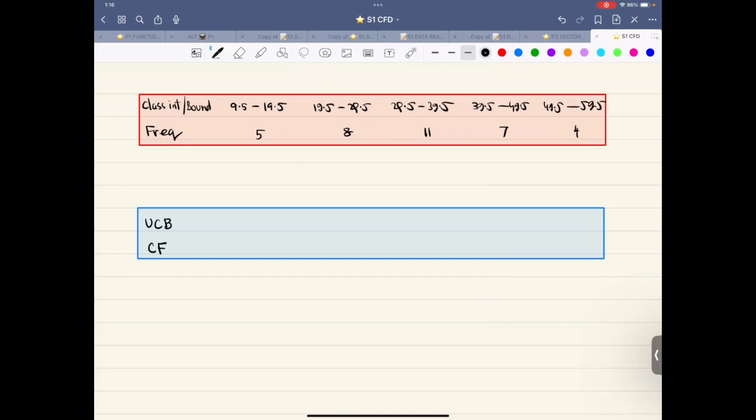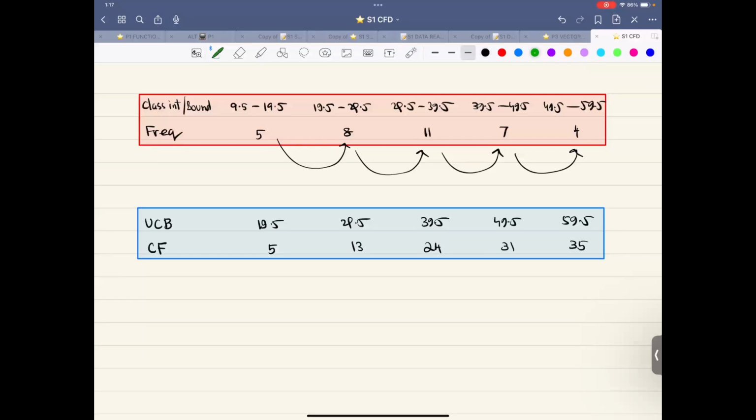So this is 19.5. This is 29.5. This is 39.5. This is 49.5. This is 59.5. And this value was 5. And then we add 5 and 8, which is 13. 13 plus 11, which is 24. 24 plus 7, that is 31. 31 plus 4, that is 35. And one last thing, this 9.5 will go over here, and the corresponding cumulative frequency is 0.